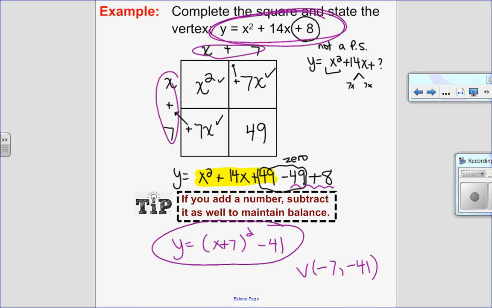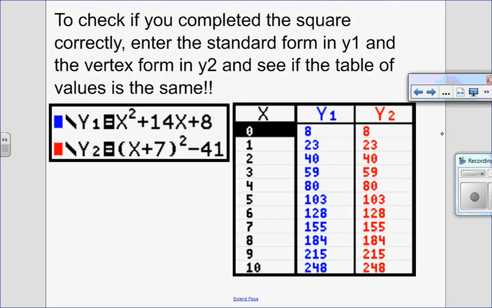Now I want to show you that I actually did this correctly, and you can do this for every question that you do as well. If I want to know, are these two actually equal, I can go into my graphing calculator like this. In y1, I put my original question, x squared plus 14x plus 8. And in y2, I put in my completed square form, which was x plus 7 all squared minus 41. You can see, the check always happens in the table, that they are in fact equal, which means I completed the square correctly.